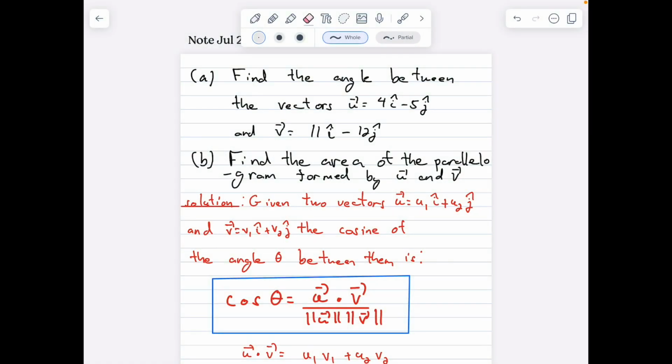Hi everyone. So today we've got a math question involving vectors. We're finding the angle between the vectors u, 4i minus 5j, and v, 11i minus 12j. Then find the area of the parallelogram formed by u and v.